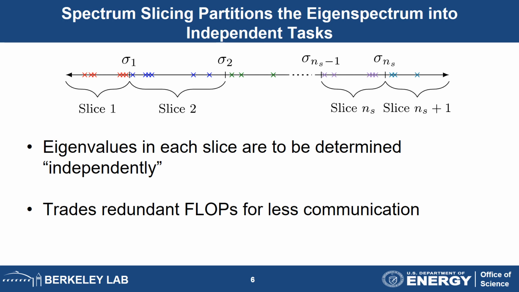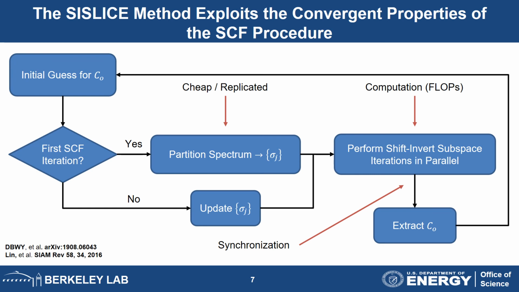But as we'll talk about in a few slides, the SI-SLICE method aims to minimize the amount of data that needs to be communicated by amortizing the obtaining of eigenpair accuracy over the entire SCF procedure. We can usually think of these spectrum slicing methods as trading a significant number of floating point operations for less communication, either in the volume of that communication or the number of times things need to be communicated. The general scheme encompassed by the SI-SLICE method is a three-phase algorithm which exploits the convergent nature of the SCF procedure to amortize the cost of computing eigenvectors to high accuracy over the entire set of SCF iterations.